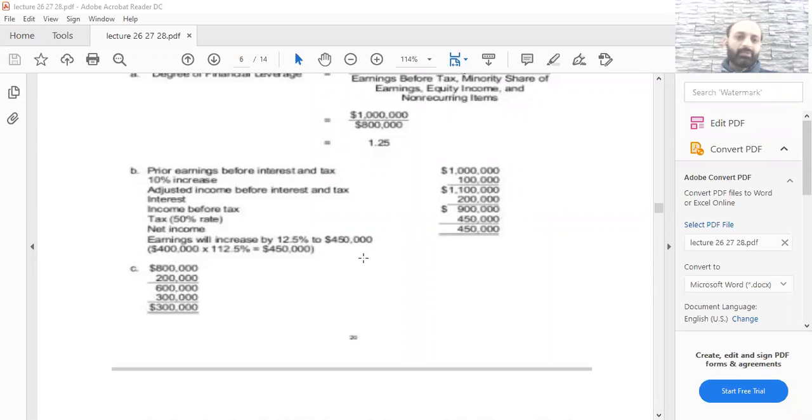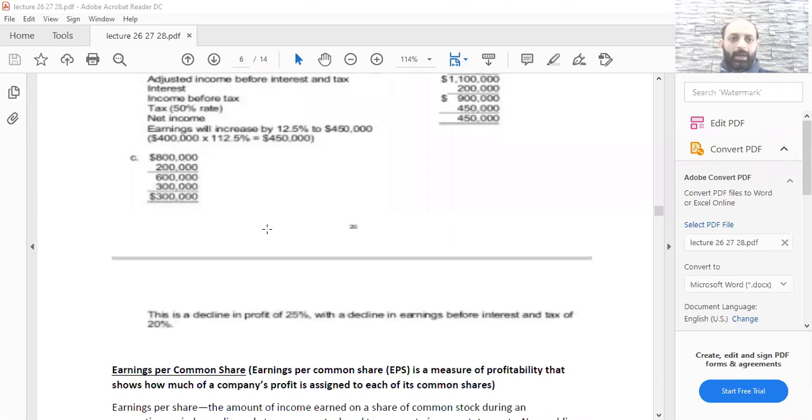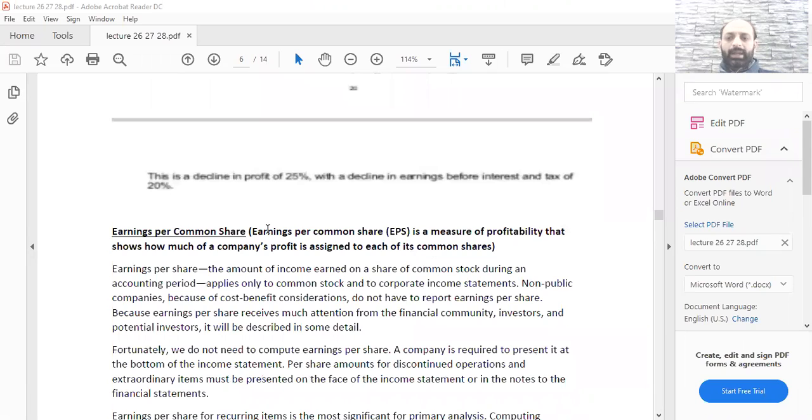In lecture number 26 we started the topic of financial statement analysis with respect to the investor, and we studied the degree of financial leverage in detail. Now in lecture number 27 we will look at other ratios and other concepts which can help an investor in determining what sort of profits the investor is expected to get, and how much benefit the investor can expect from investing in any company.